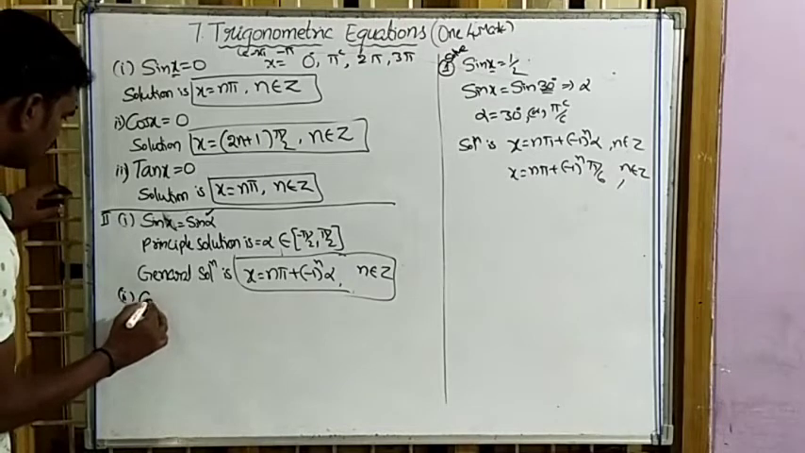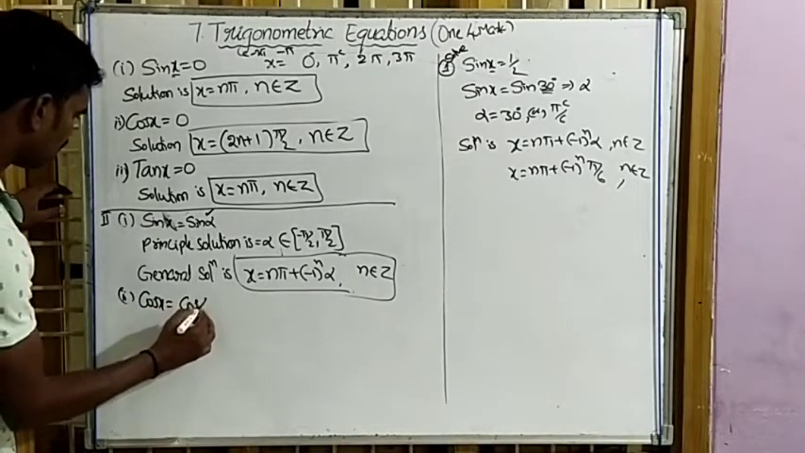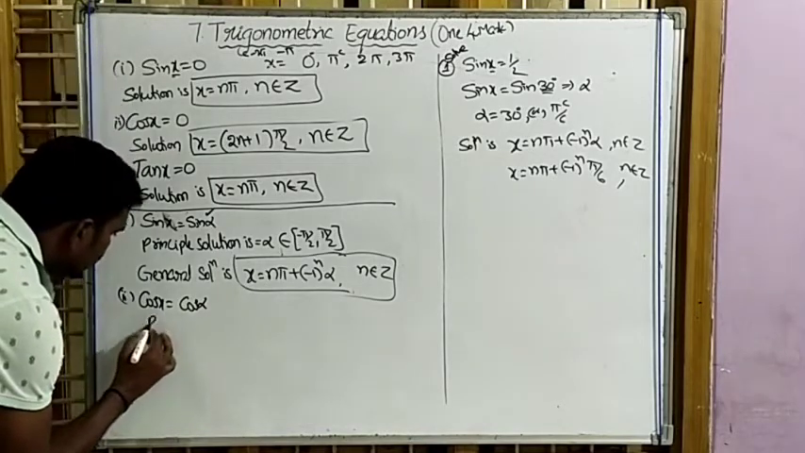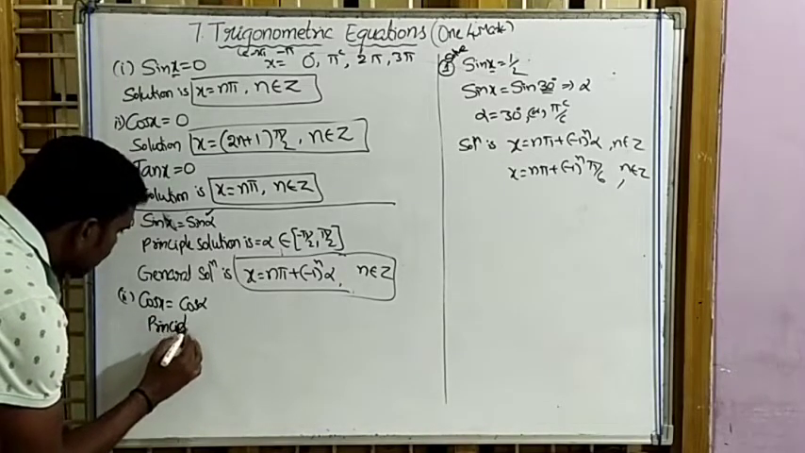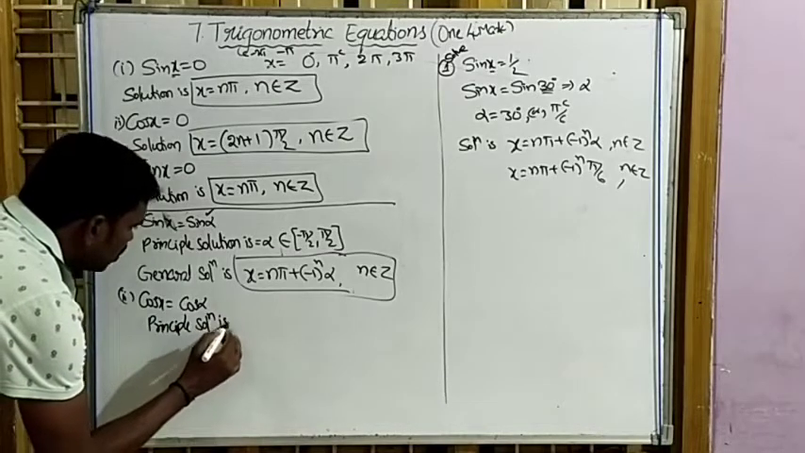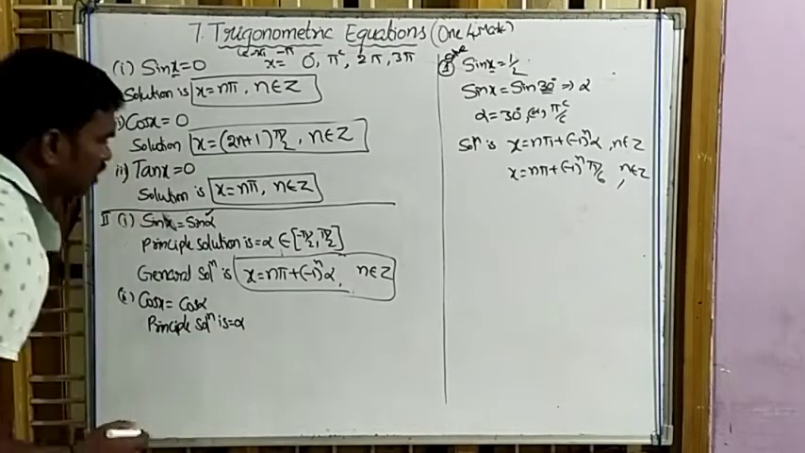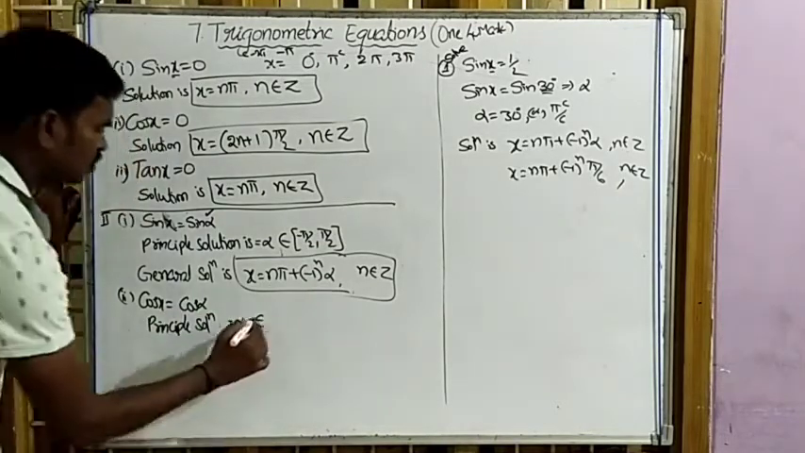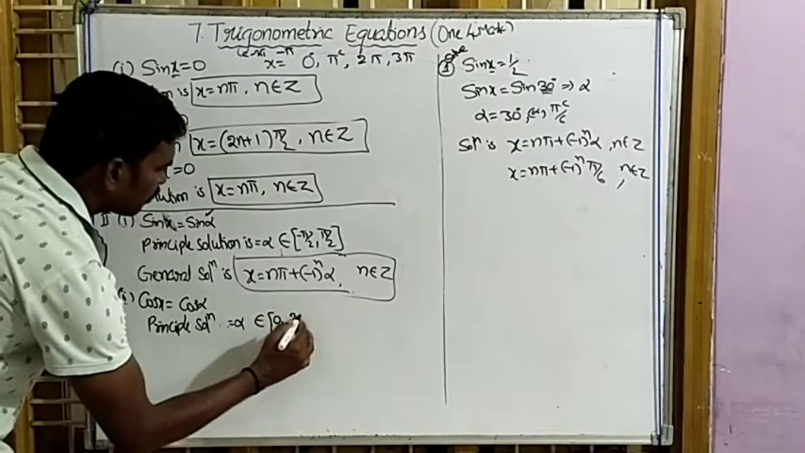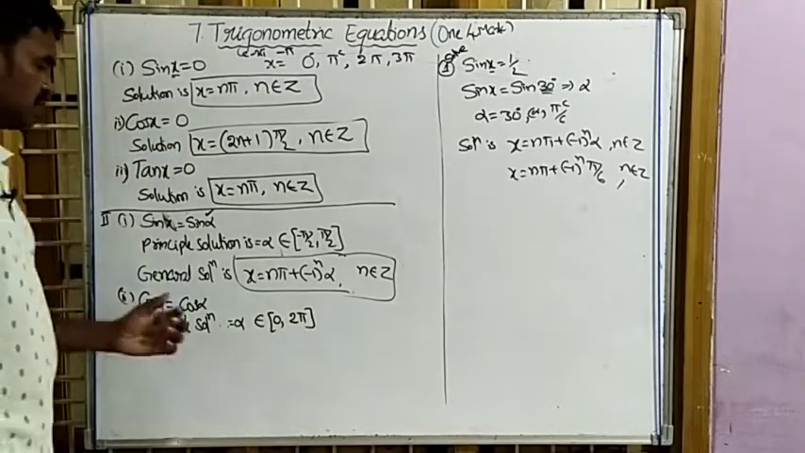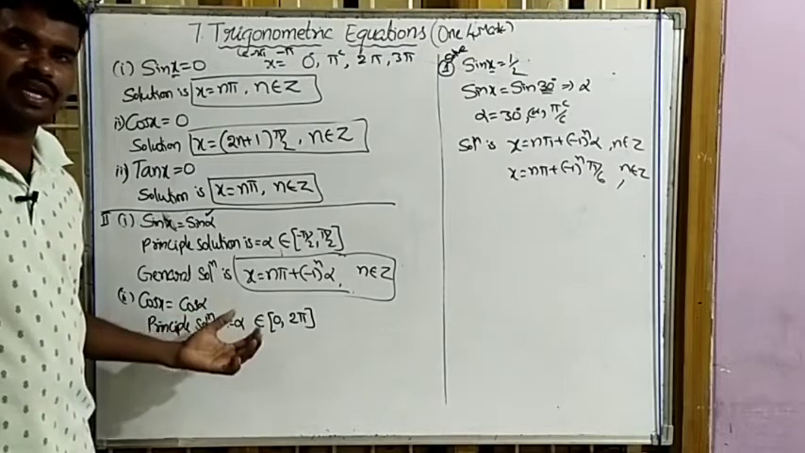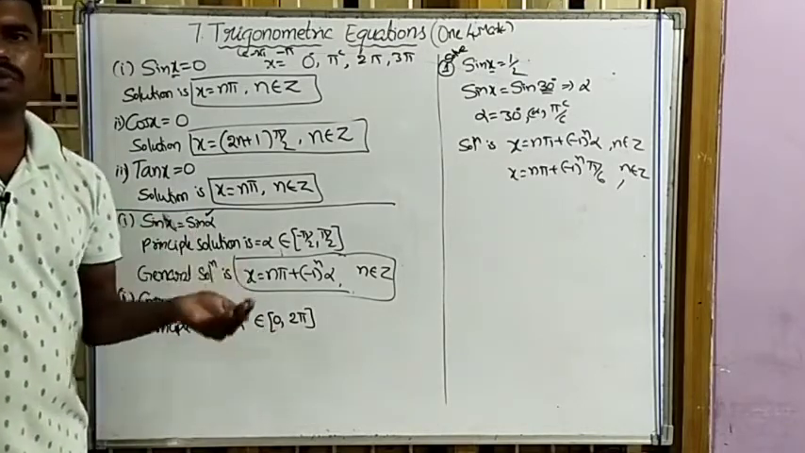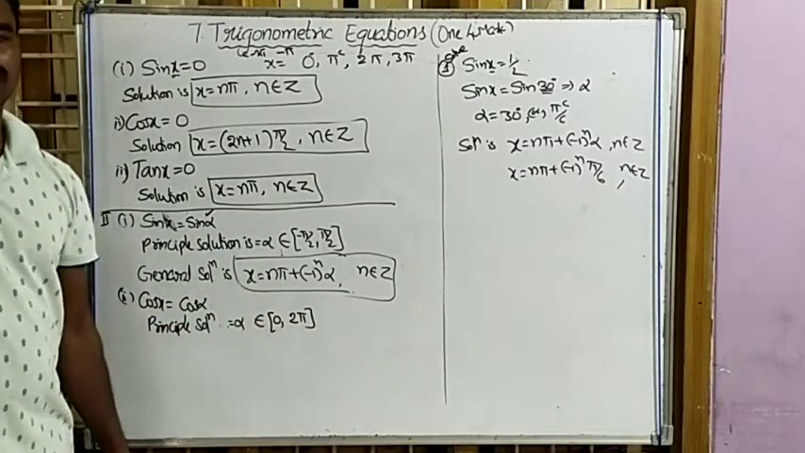second one, cos x is equal to cos alpha. What is the principal solution here? Alpha. Okay, so the principal solution is equal to alpha. Here also, what is alpha? Alpha belongs to 0 to 2 pi. 0 to 2 pi means the principal solution of cos taken must be in the interval 0 to 2 pi. What does it mean? By solving the problems we can understand about this domain.